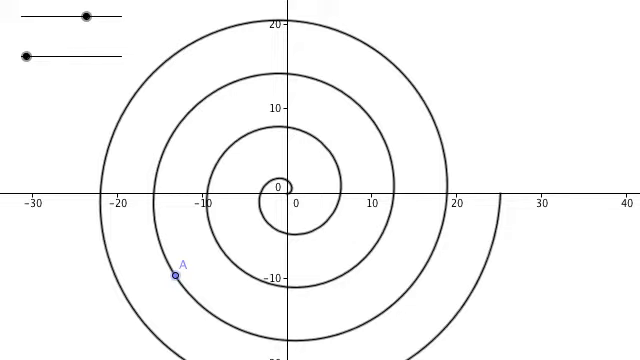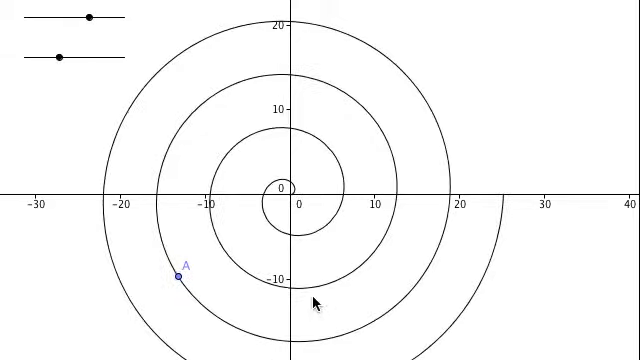So let's say that I wanted to find the curvature. I wanted to think about the curvature at a point A, and you can see the point A is on my spiral right there. Okay, so I have my point on the spiral, on this curve, and I'd like to know how curvy it is.